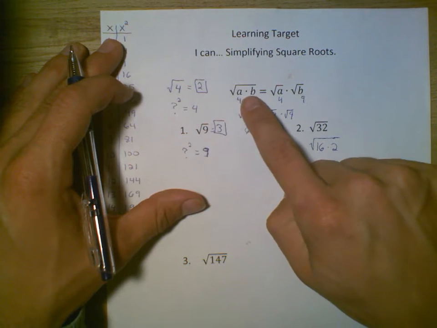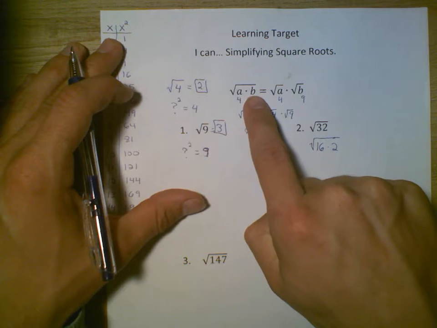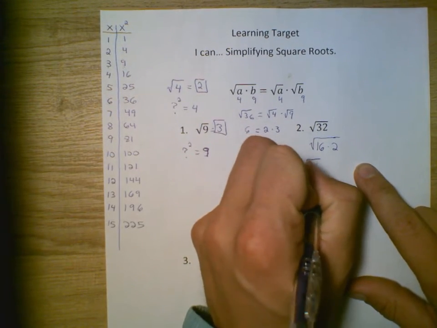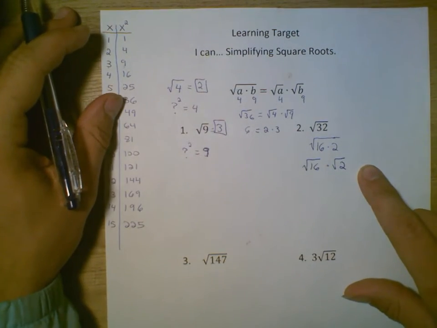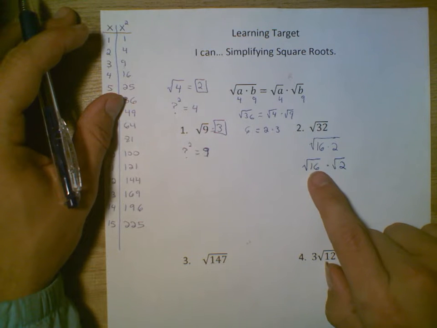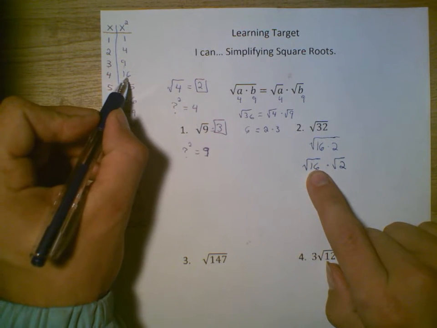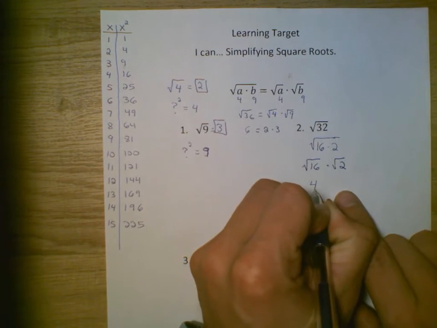Then using this property, when I take the square root of a number times another number, I can separate that into the square root of 16 times the square root of 2. And then I know that 16 is a perfect square. 16 is the perfect square of 4, so the square root of 16 is 4.